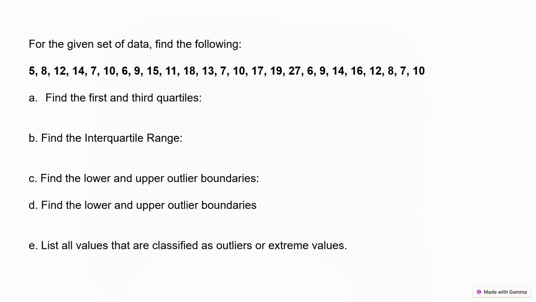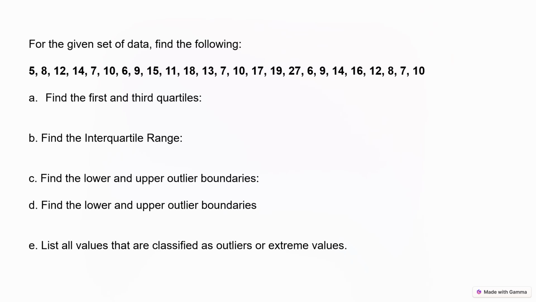Now looking at this data set, the first thing we want to do is to find the first and the third quartile. To do this, the first thing to do is to rearrange the data set, because before you work with the quartiles, you need to rearrange the data set from the minimum to the maximum.